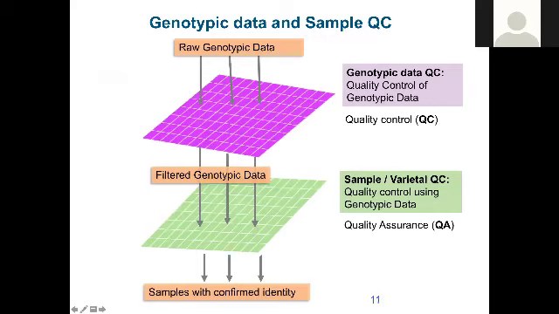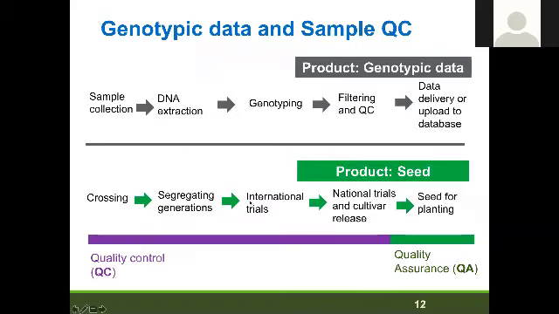There are several ways, and it can be divided into two aspects. First, we need good genotypic data, so we need to have genotypic QC. Once we filter it, that data can be used for sample or variety QC, which is sometimes quality assurance, QA. QA and QC are similar in nature, but when they are implemented, it makes a difference, a philosophical difference.